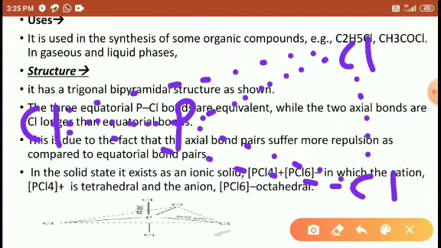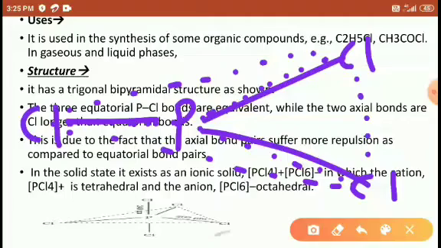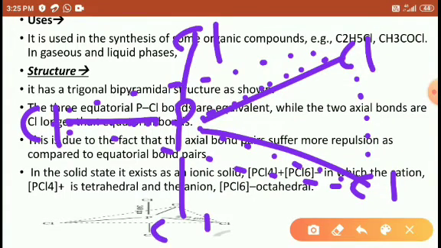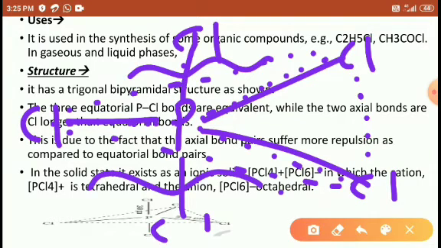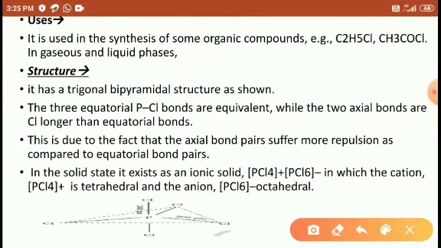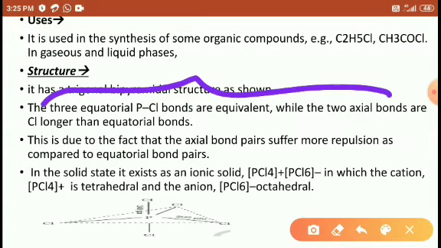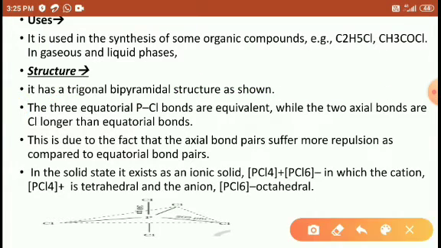So there are 3 equatorial bonds in the equatorial positions, and 2 axial bonds. The axial bond is weaker than the equatorial bonds. The axial bond has a greater bond length and less strength. The equatorial bond is shorter and has high strength. So equatorial bonds never dissociate; only the axial bonds dissociate, right?